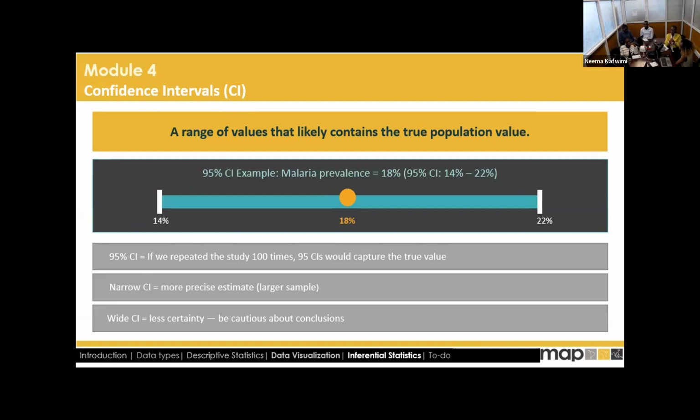A narrow confidence interval is a more precise estimate, and usually it comes from a larger sample. When you get a very wide confidence interval, that means less certainty, and you have to be cautious about your conclusions.